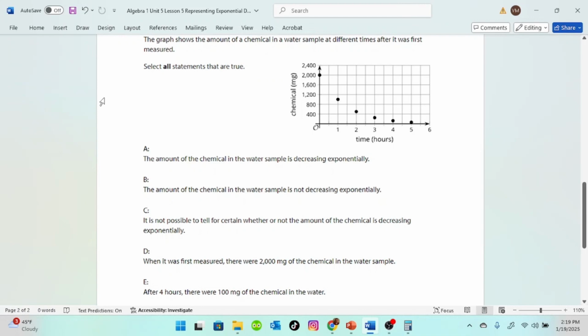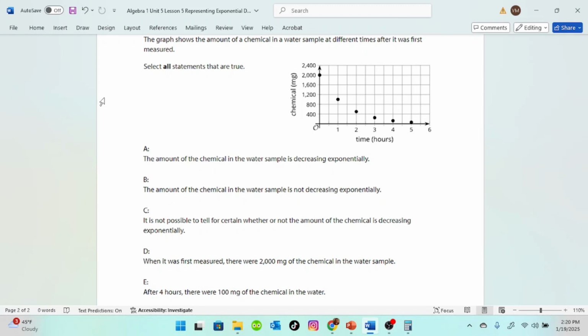Our next practice problem says the graph shows the amount of a chemical in a water sample at different times after it was first measured. Select all statements that are true. So here's an example of why you want to read all of your answers first. Because if you do, then what you'll notice is that choices A, B, and C all go together, and only one of them could be true.